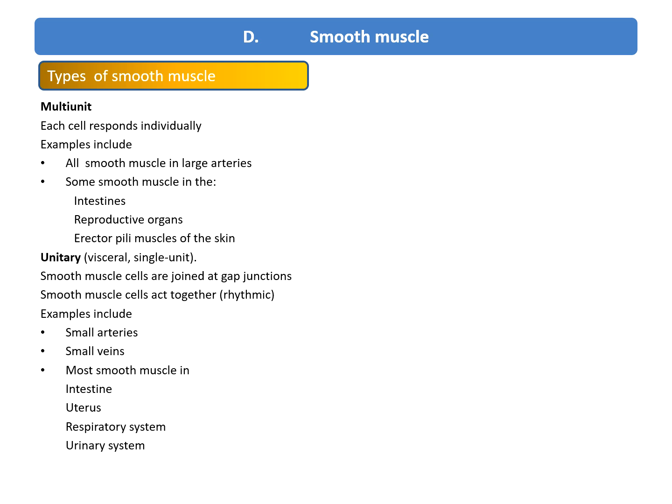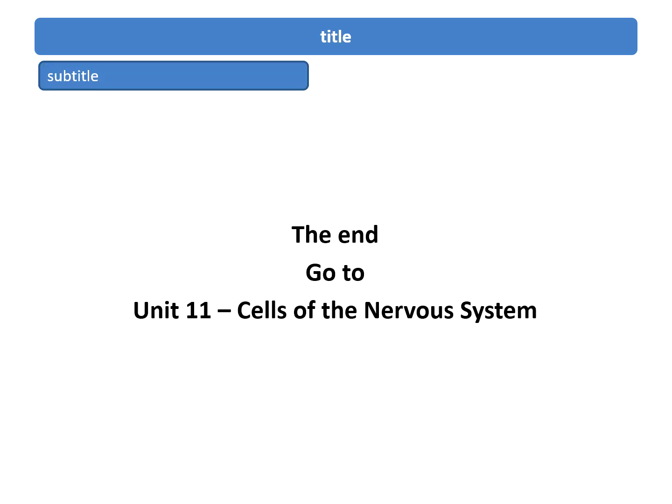Also the urinary system. And that is the end of muscle. You're ready now to progress to Unit 11, cells of the nervous system.